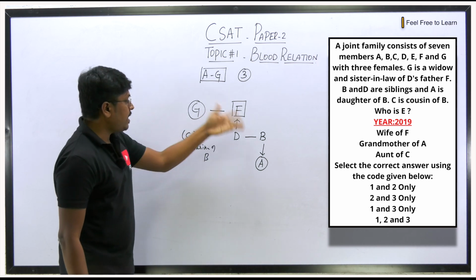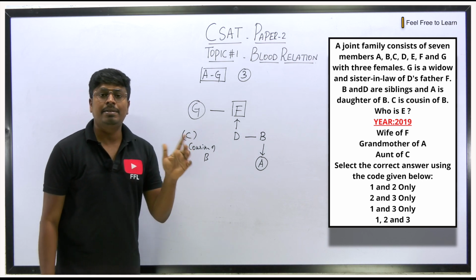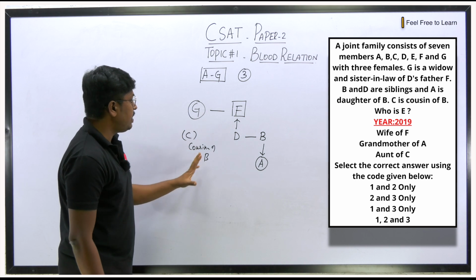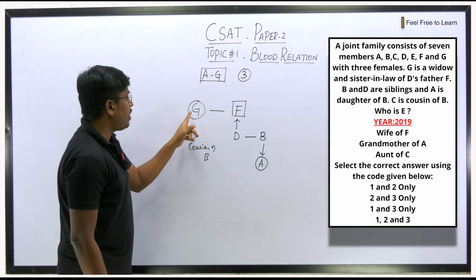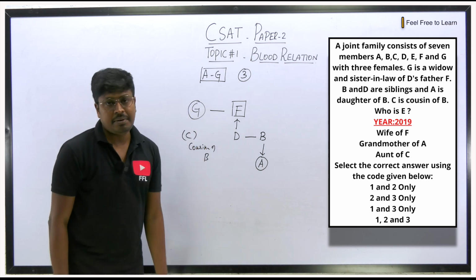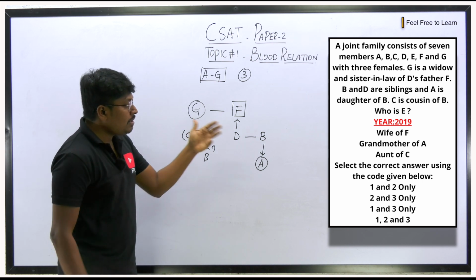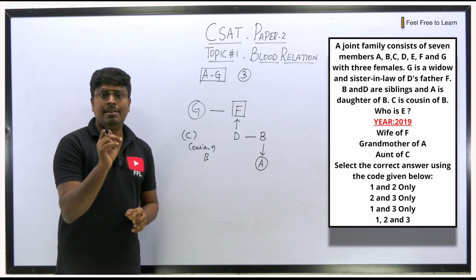So let it be. Finally, we have drawn the tree diagram, and C is a cousin, but we don't know whether the person C is male or female. That is unknown, right? So according to the question, finally 1, 2, 3, 4, 5, 6. Out of 6 persons, we have found 2 persons are female. Got it? Still one more person is remaining, that is E. So what is the last point? Who is E? That's the question.